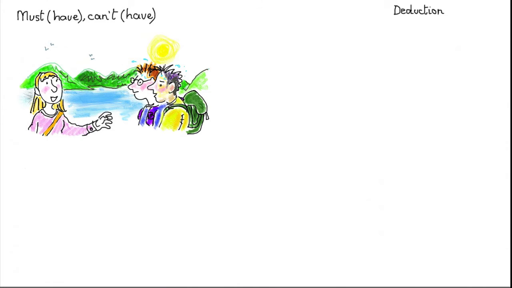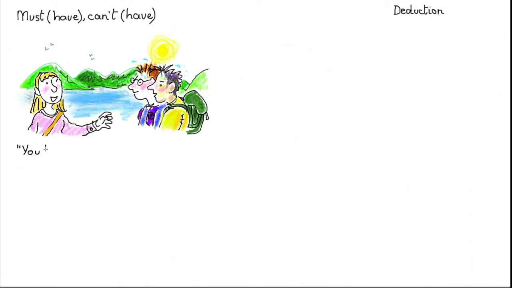We'll start off with must and must have, which are about deduction. I'll say something about that in a minute. But here's a picture first, and we see two young men looking hot and sweaty, and some mountains in the background, and they're wearing rucksacks, and a young woman looking at them and seeing how hot and tired they look. She draws a conclusion. What does she deduce?